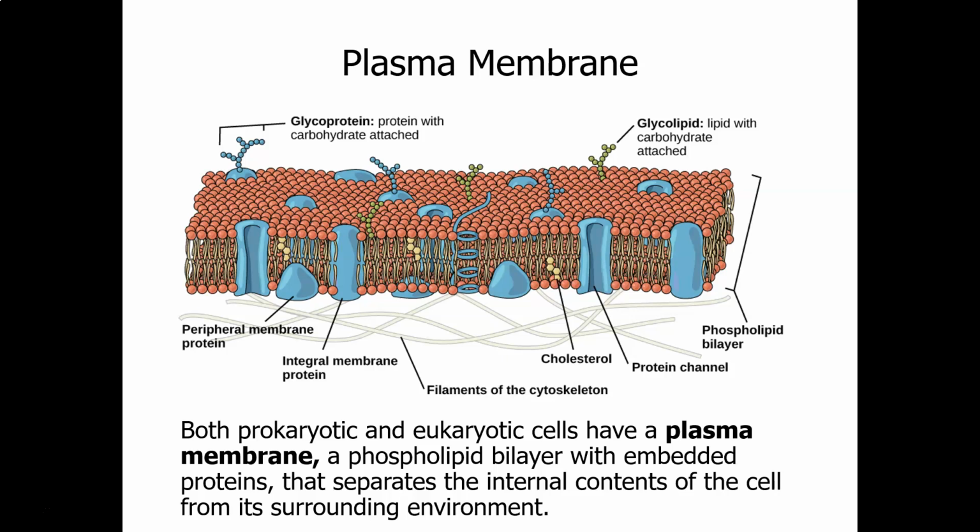All right, here's the plasma membrane, which the next chapter will go into more detail with. But both types of cells, prokaryotic and eukaryotic, have a plasma membrane. Its primary structure is that it's a double layer of phospholipids, and the large blue molecules are proteins.